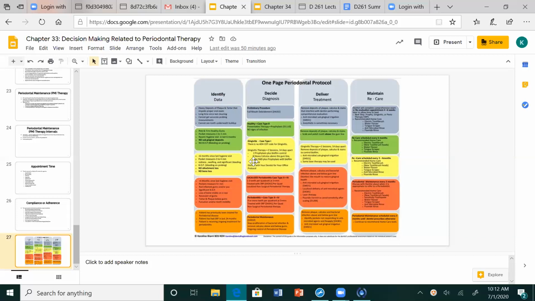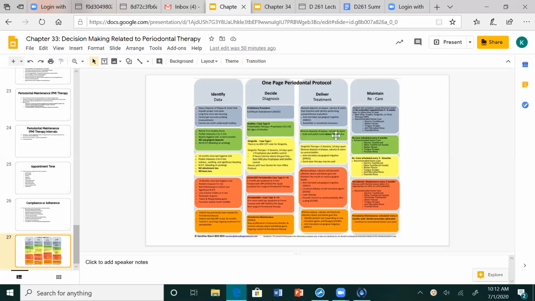Or you could do a D4346, scaling in the presence of moderate to severe inflammation, and then a prophy. So see how there's so many options that you could do, but it really just depends on what the patient needs, okay? It depends on how much time you need, and it just, like I said, depends on the individual needs of that patient.